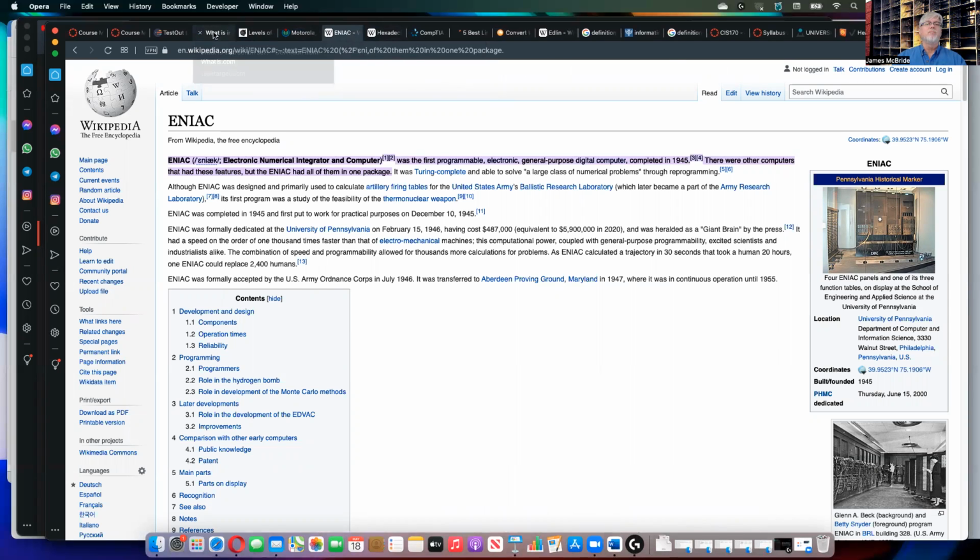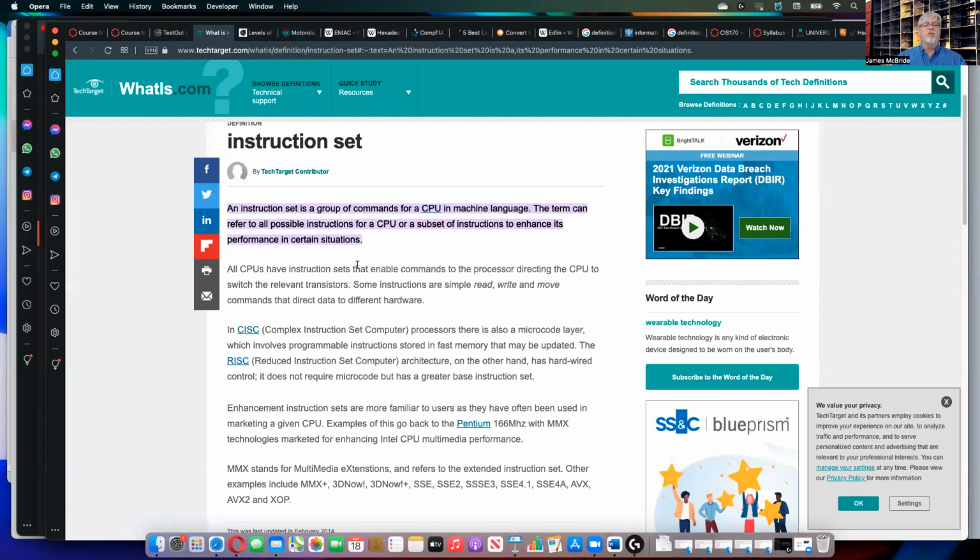Oh, let me just pull it up. So an instruction set is something that the CPU will have in it. In other words, a set of instructions that the CPU knows how to deal with. And here's some examples that have been added in.